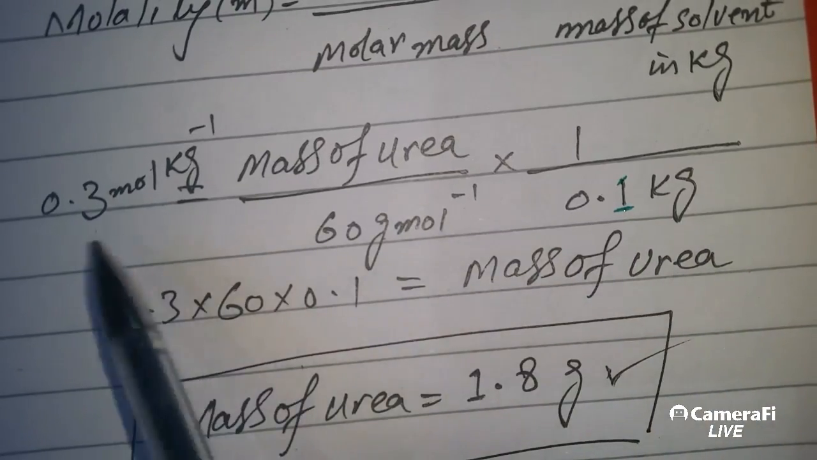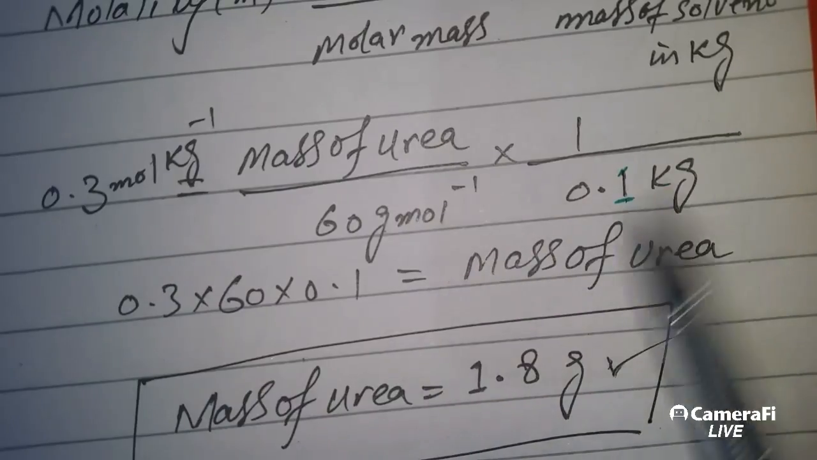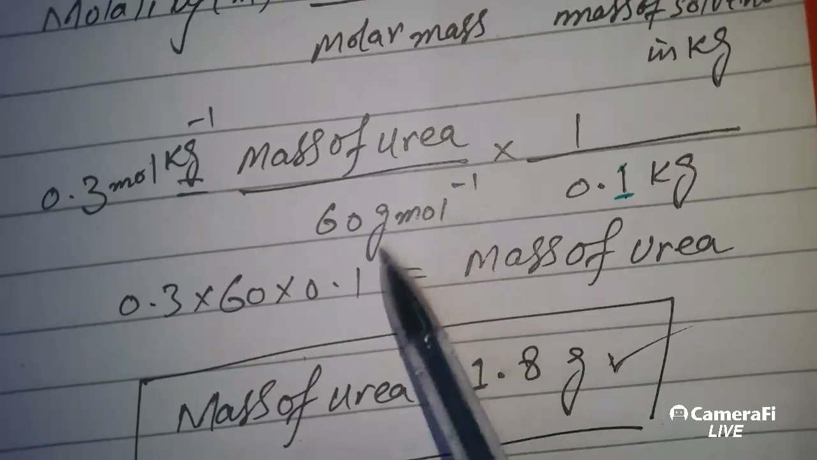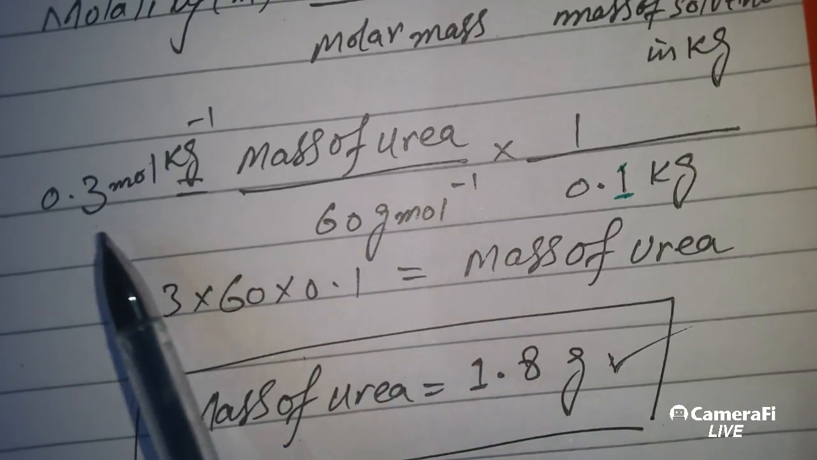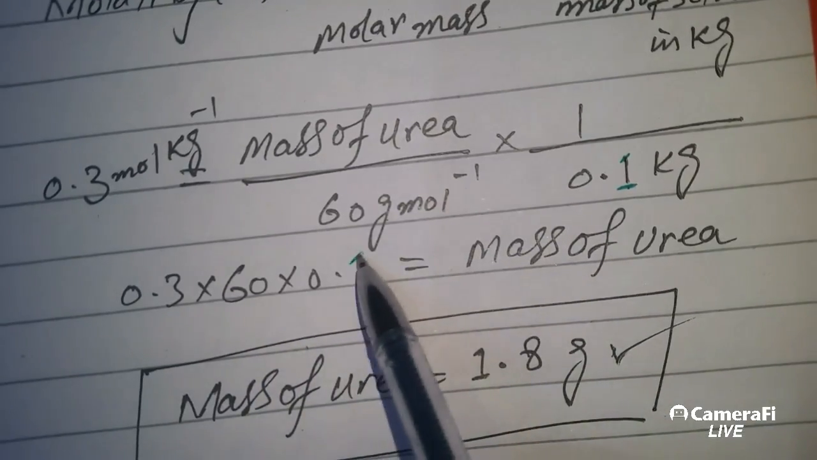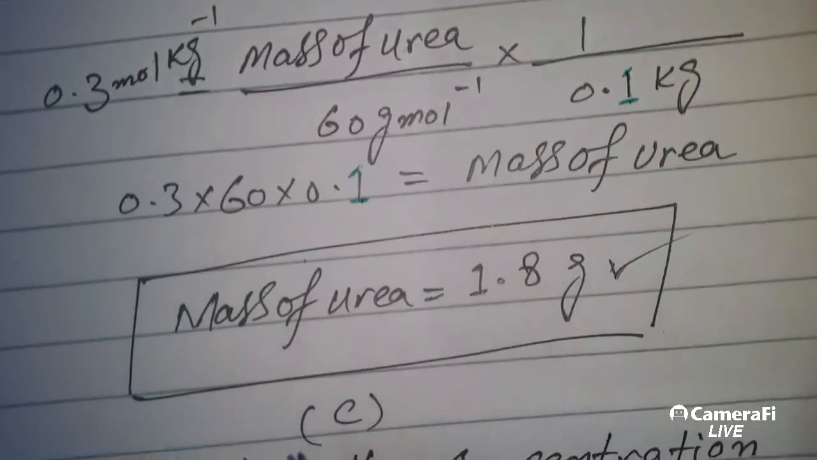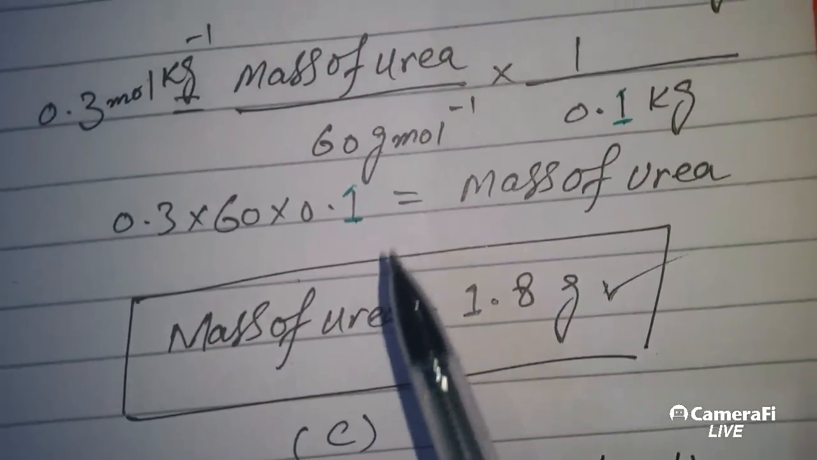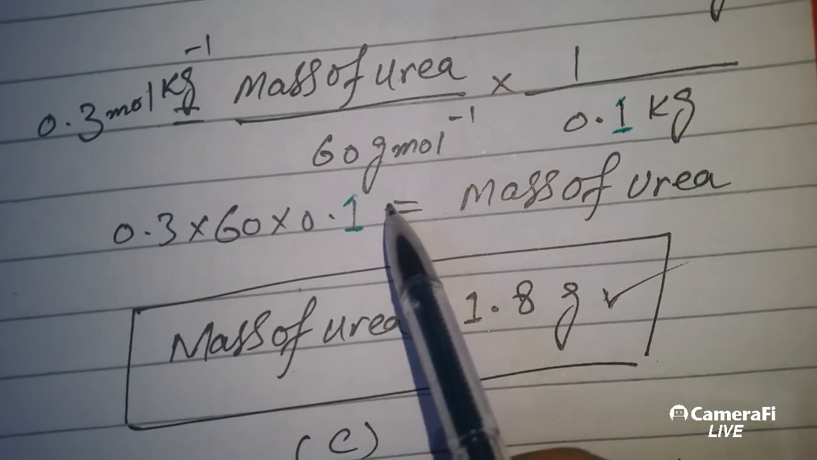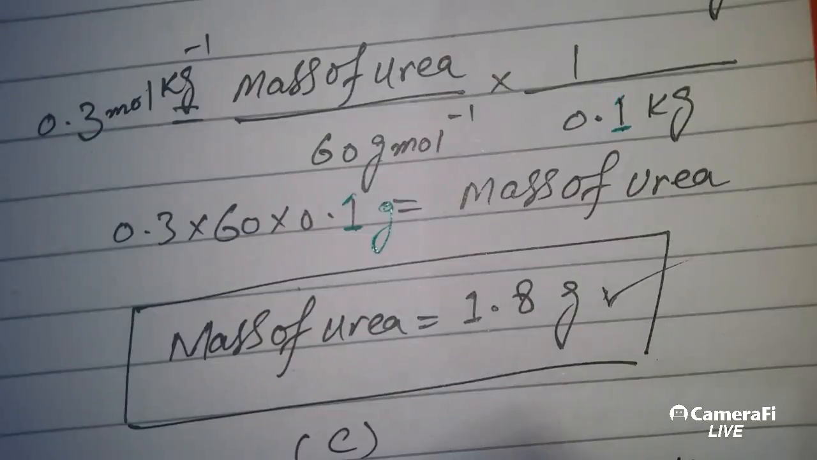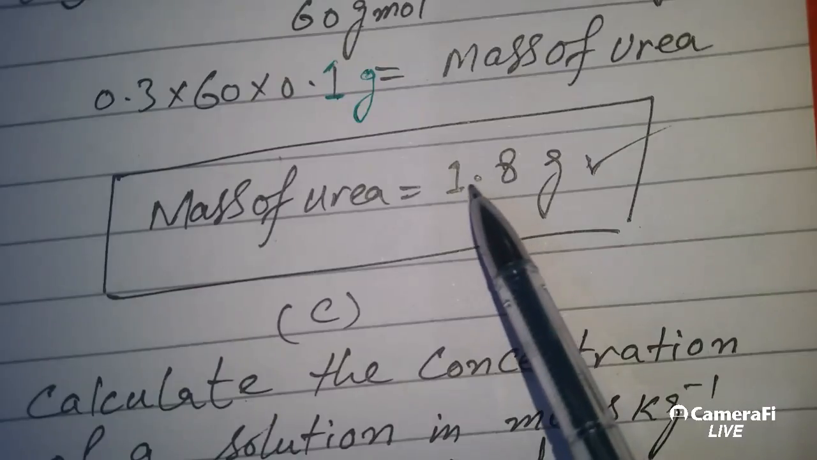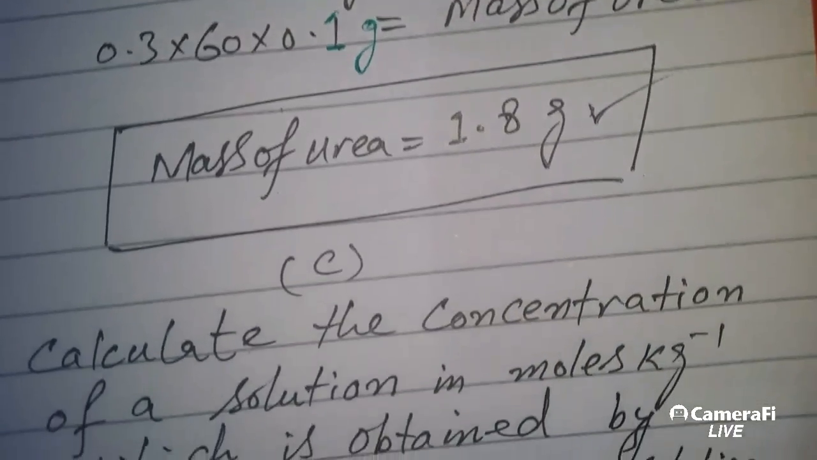So we take all the terms to the other side. This kilogram will cancel out this per kg, and this mole will cancel out with this per mole, and we will have just the number 0.3 multiplied by 60 multiplied by 0.1. After multiplying all these numbers, we get this gram as well. Here you will just end up with a gram. All the other units will cancel out. So we have mass of urea as 1.8 grams.